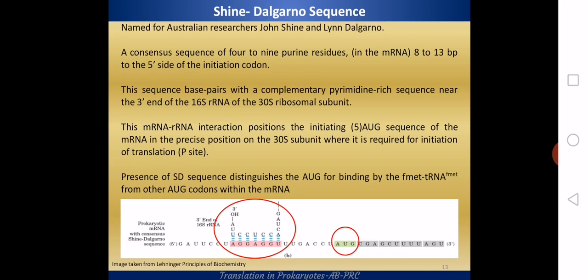This recognition is done through the presence of a nearby Shine-Dalgarno sequence. So to the AUG which is actually at the start site, the tRNA carrying the formyl methionine will be attached only if there is a nearby Shine-Dalgarno sequence. Clear? So this sequence is important. In eukaryotes, we have a different type of sequence, what we call the Kozak sequence. But in prokaryotes, the sequence is called the Shine-Dalgarno sequence.